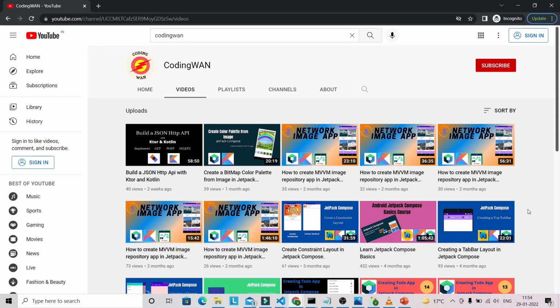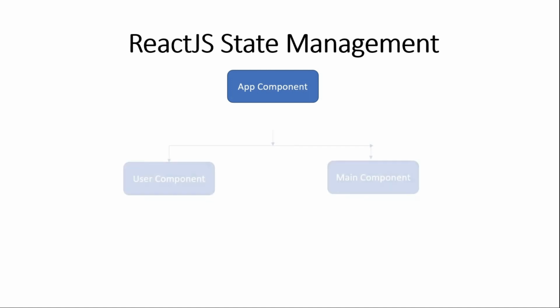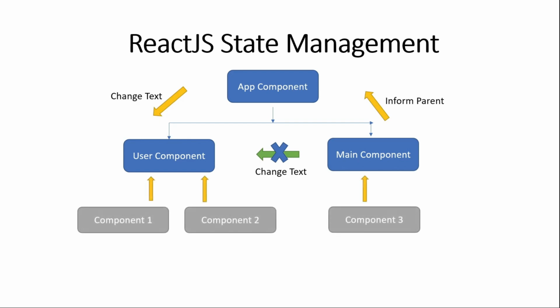Now let's start learning all these concepts. First we will understand the core problem of React.js state management. We have our main app component, then we have our sub component, and if we want to change a text, then we cannot do it directly. Instead I have to inform the parent and change the text there, and if I have an additional component, then it will get even more complex.